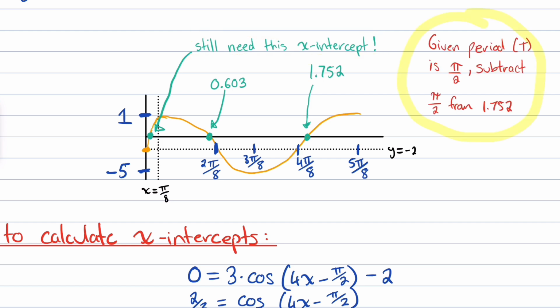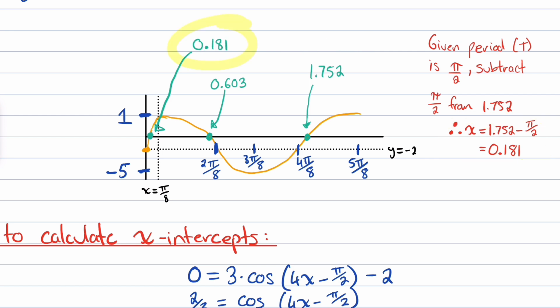Now what we can do though is, given the period of this function that we worked out earlier, the period is, oh sorry, not 2 pi. The period is pi on 2. So because this graph is going to repeat itself every pi on 2, I can just subtract pi on 2 from 1.752, and that will give me the value of that first x-intercept right at the beginning. So when I do that, I get approximately 0.181, and then that is my value. All of those I checked on Desmos. There were a couple of very minute rounding errors, but the x-intercepts were pretty much spot on.